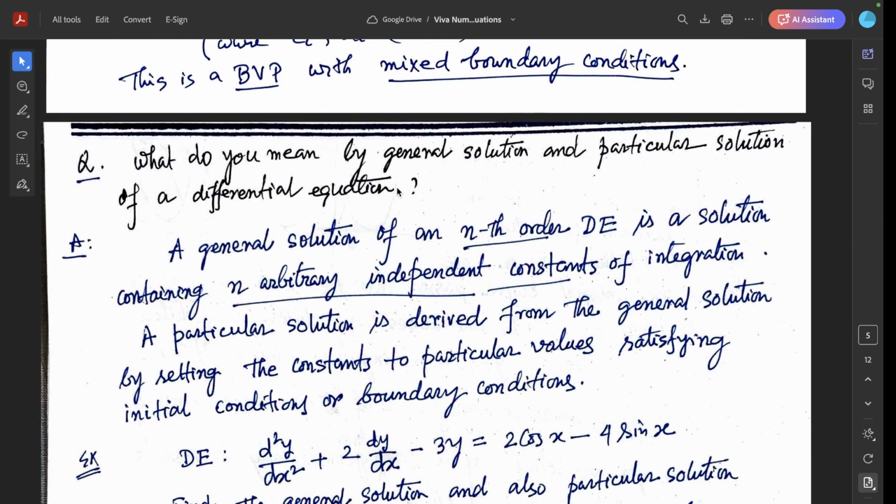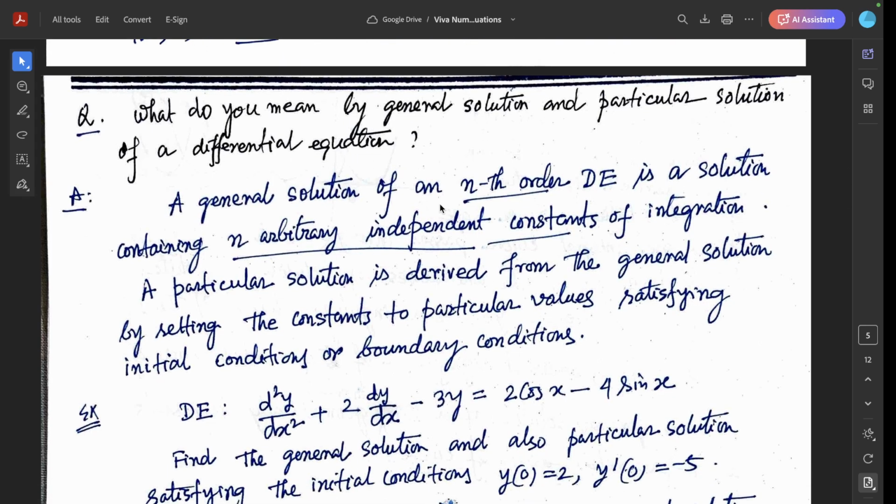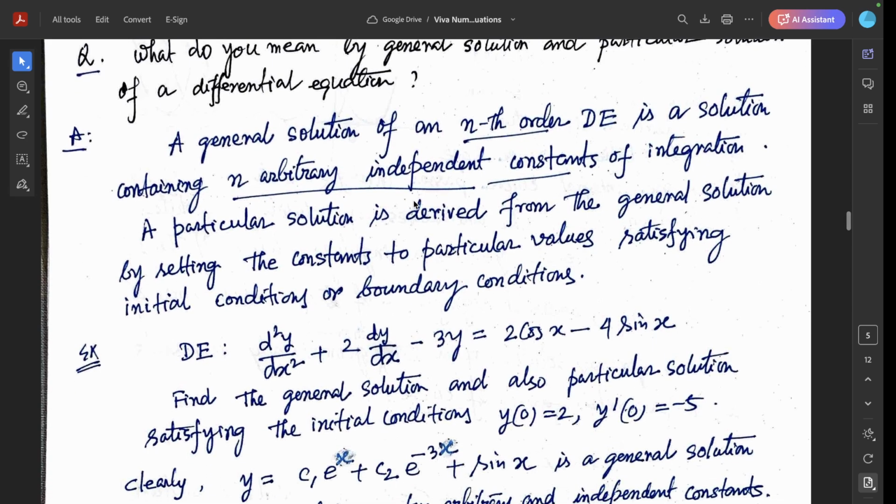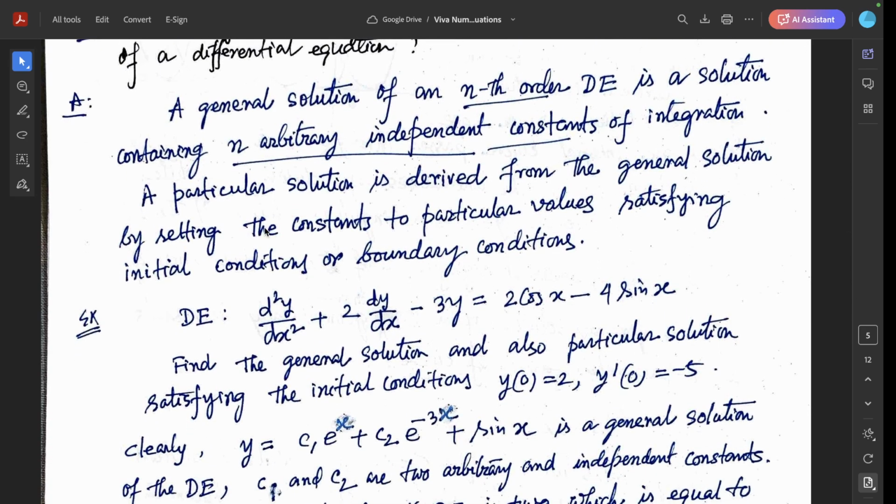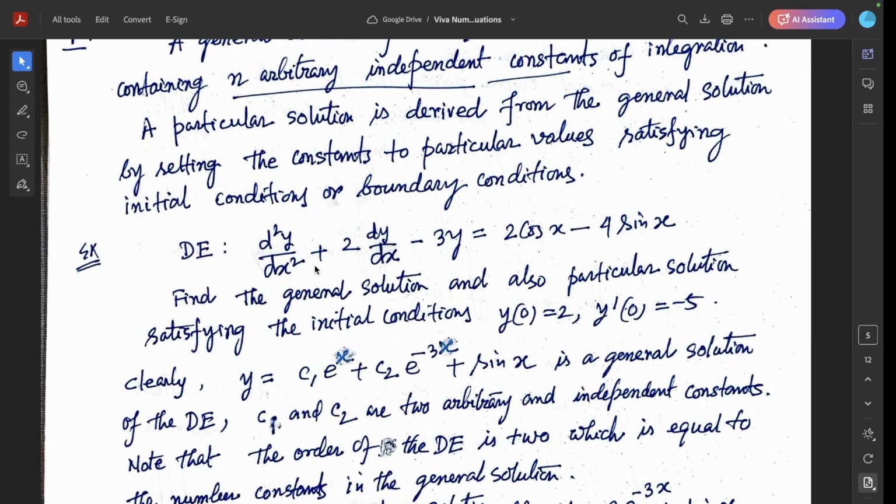Next question: what do you mean by general solution and particular solution of a differential equation? A general solution of an nth order differential equation is a solution containing n arbitrary independent constants of integration. A particular solution is derived from the general solution by setting the constants to particular values satisfying the initial conditions or boundary conditions. Example: this is a differential equation, and we want the general solution and also a particular solution satisfying the initial conditions y(0) = 2 and y'(0) = -5.